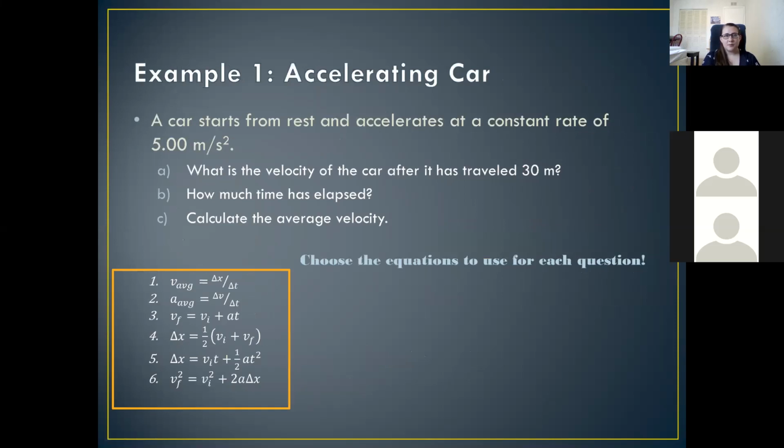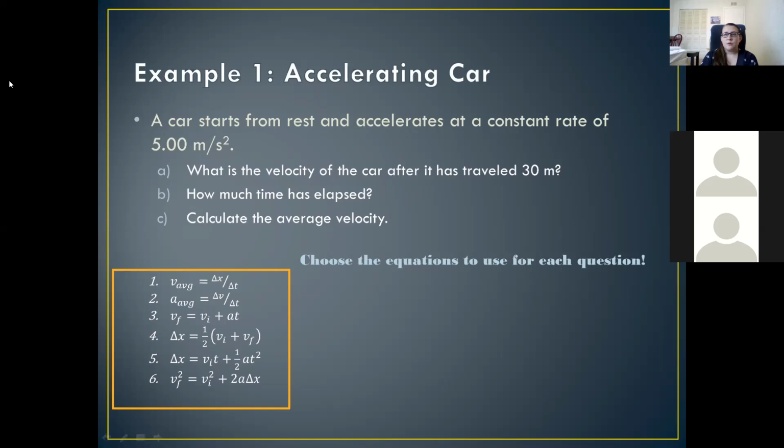Okay, so here's an example. We have an accelerating car. A car starts from rest and accelerates at a constant rate of 5 meters per second squared. What is the velocity of the car after it has traveled 30 meters? How much time has elapsed? And calculate the average velocity.